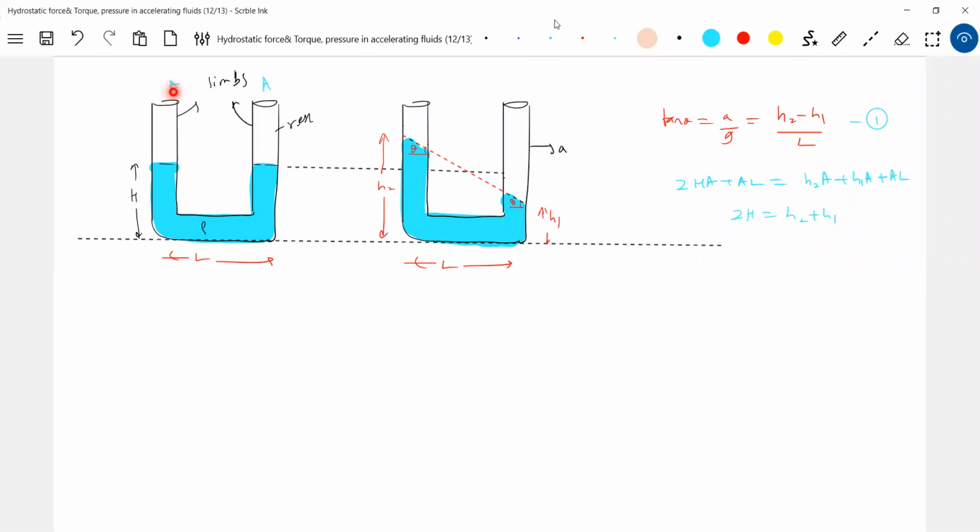If this area of cross section is comparable to the level H, then you should consider even this part also. I think what I am making as an assumption is that this much volume of liquid which is missing will compensate, so it is still justified. So two equations, two unknowns are there. I'll get H1 and H2. Solving this, we'll get the required answer.